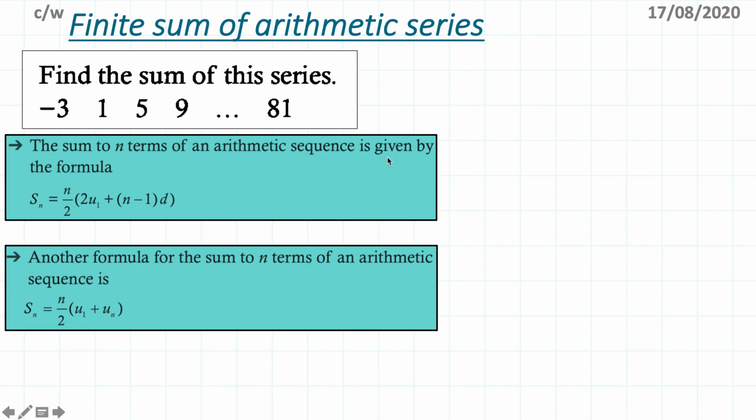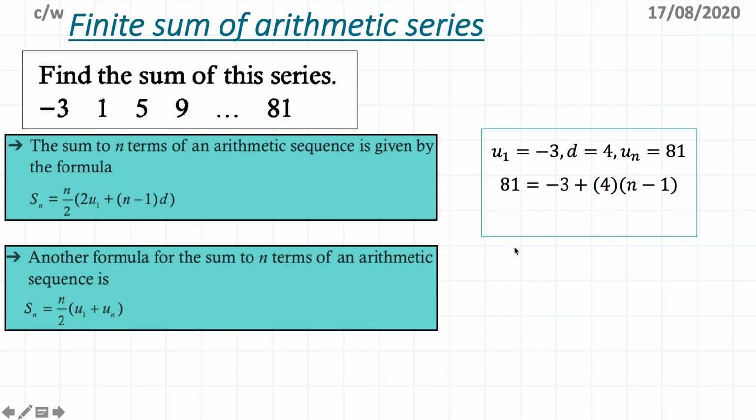Now, let's try this. We need to find the sum of this series. Now, what we have is the first term, we have the common difference, and we have the last term, but we don't have the position of the term. So if we have the last term, it's easy to use the second formula, but I still need the position. So let's do an extra step where I actually find the position using the general formula. So using the general formula, I'm substituting everything in. I need to find n, which is going to be 22. So 81 is the 22nd value.